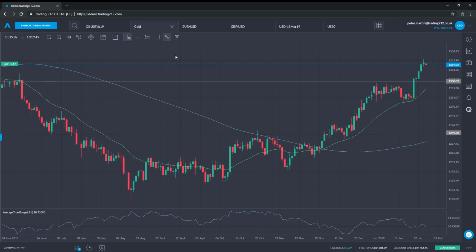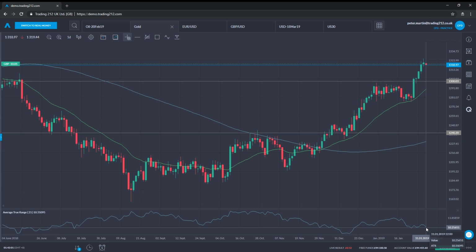Now let's quickly compare that to another market. Let's compare that to gold. I've got the 21-day average true range also added onto this chart. And if we look there, the most recent value of the average true range is 10.31. So we can see that gold has a markedly different value in terms of average true range.